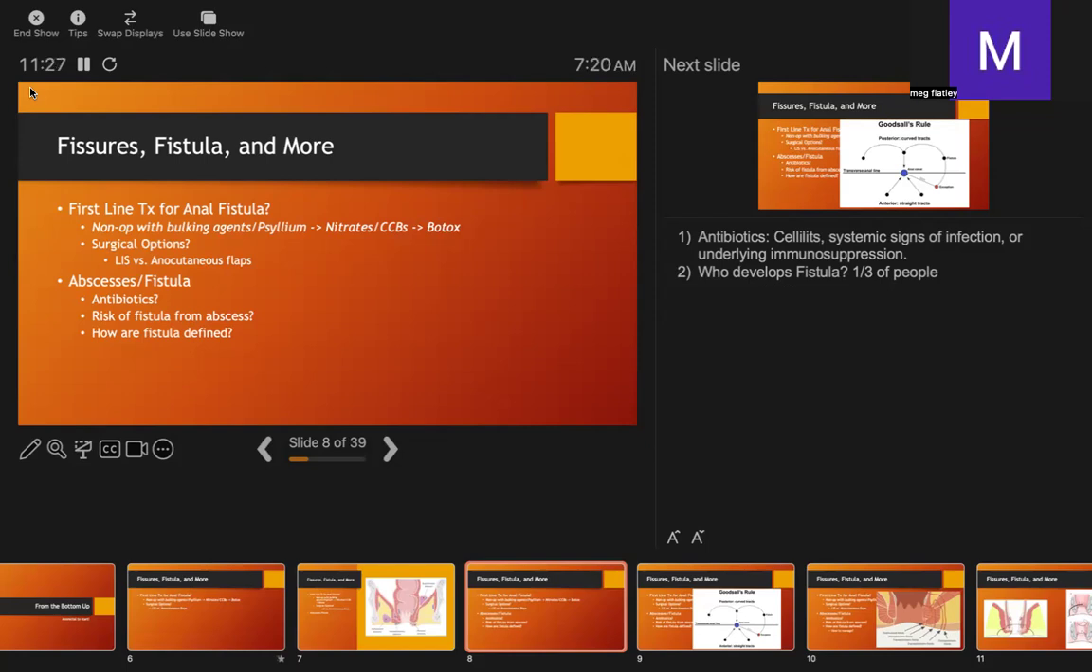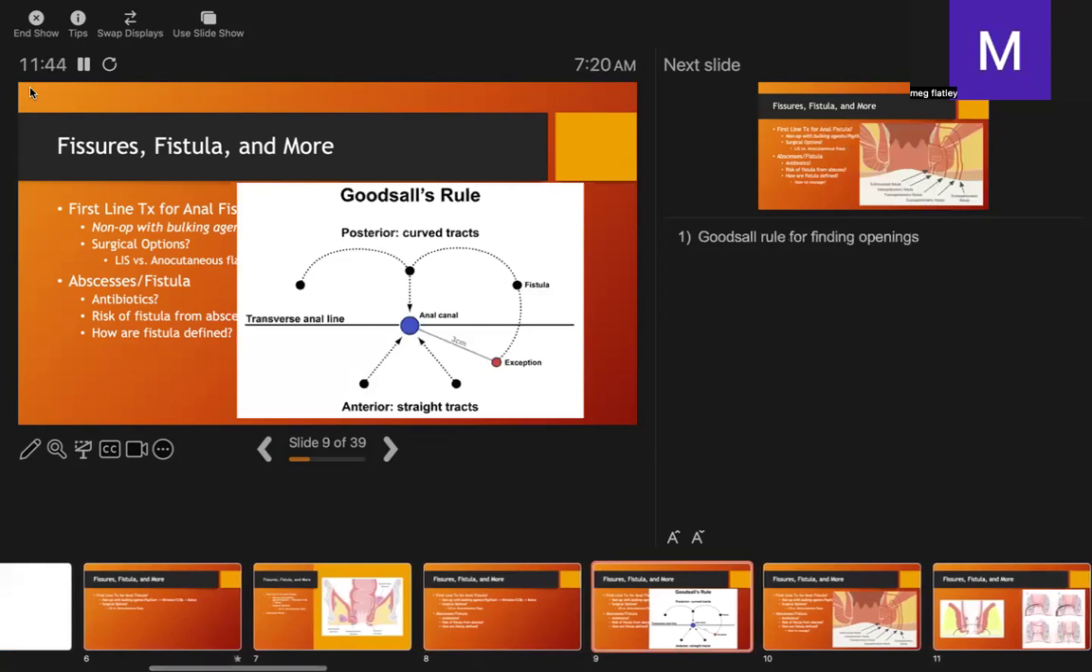Yeah, so they're epithelialized connections between one hole to another, so from inside to outside, right? How do we define them? We define them by location, right? So you've got your intersphincteric, your suprasphincteric, right? And when we define them, that's how we determine how to fix them.